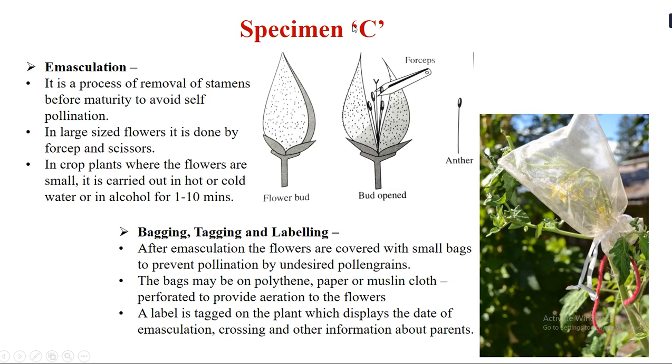The next specimen for spot C is bagging, tagging and labeling. Once the emasculation process is done, the flower is covered with a small bag. If you can see over here, this flower is covered with a small bag. This covering is to prevent pollination by undesired pollen grains.